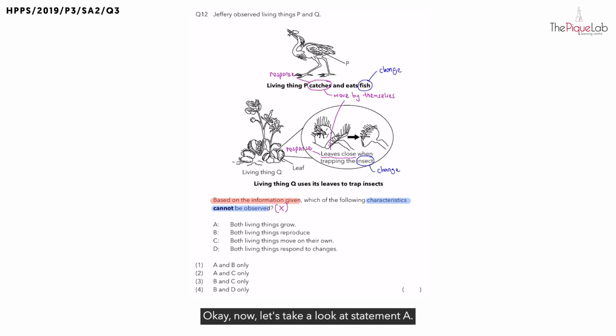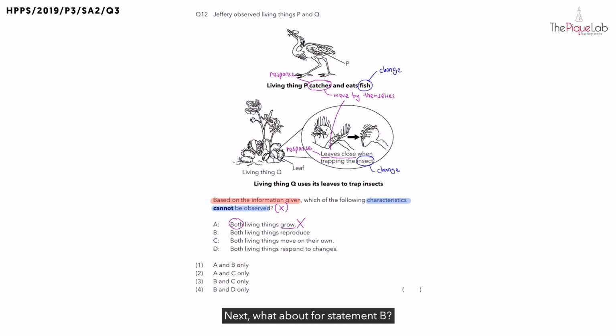Okay, now let's take a look at statement A. They tell us that both of the living things are able to grow. Now let's check living thing P and Q. Do we see the both of them growing based on the information given? No, which means we can cross A out.